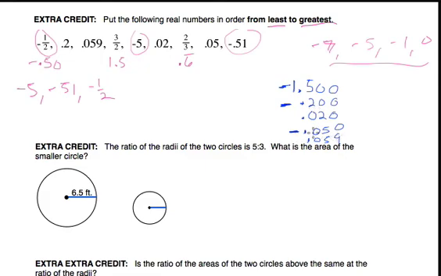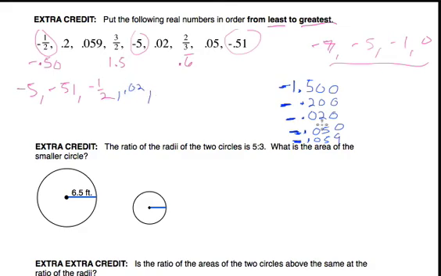Is 0.059 greater than 0.05? Well, think, if you had 5 cents, here you've got 5 cents and then 9 thousandths of a cent. So that is going to be the next greatest, and then comes 0.05, and then comes 0.02. So which one of these is the least? 0.02.